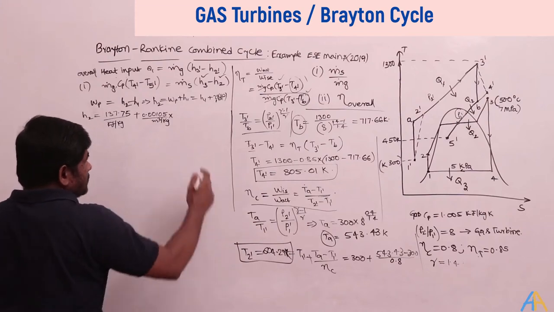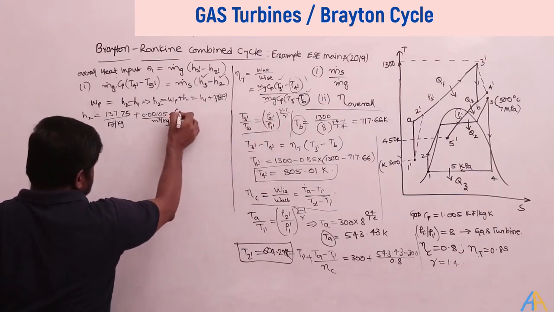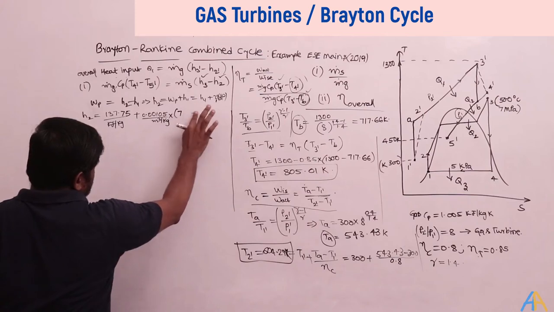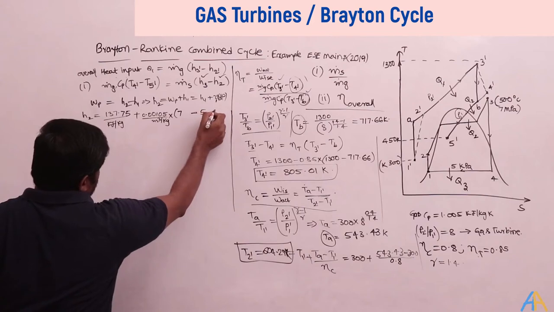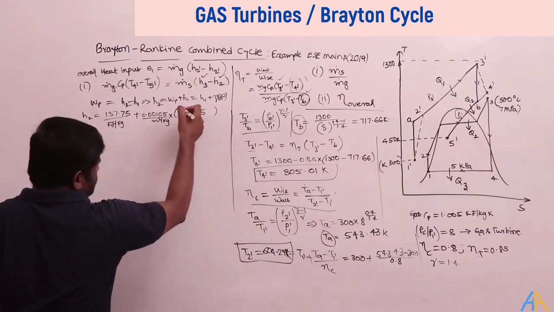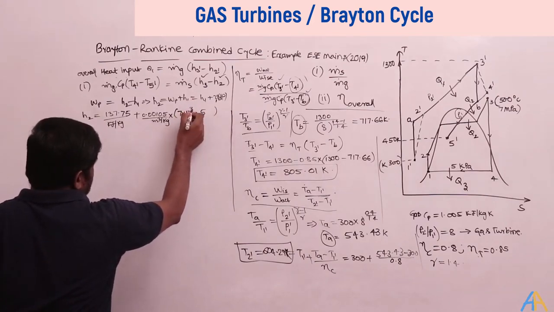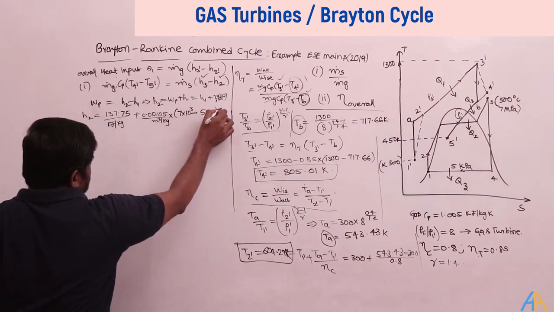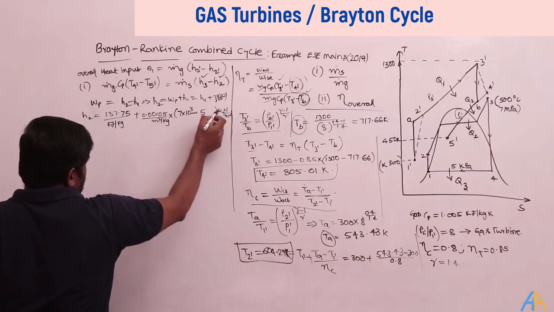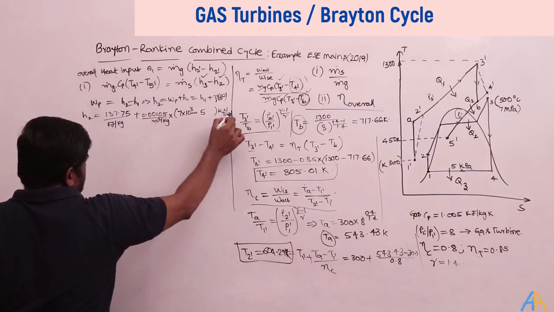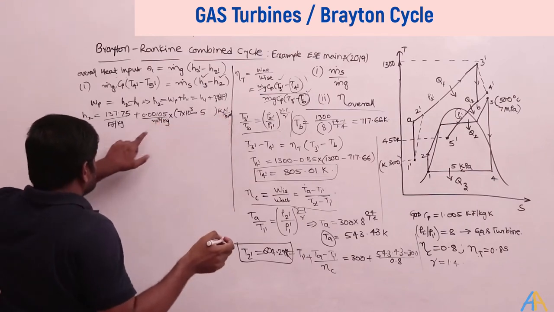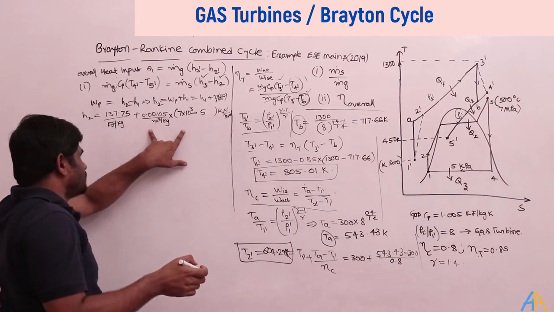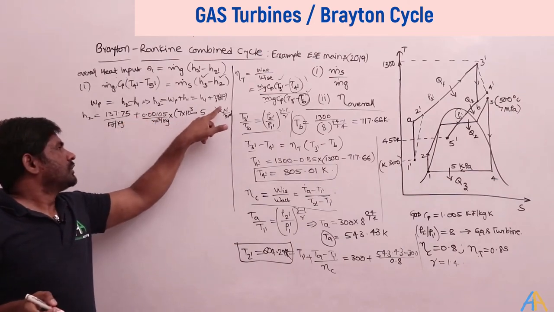the change in the pressure. How will you take the change in pressure? 7 megapascal minus 5 kilopascal. So here I will change both into kilopascal: 7 into 10 power 3 minus 5. Pascal means Newton per meter square. With meter square and one meter and per kg, Newton meter will become Joule. So kilojoule per kg.